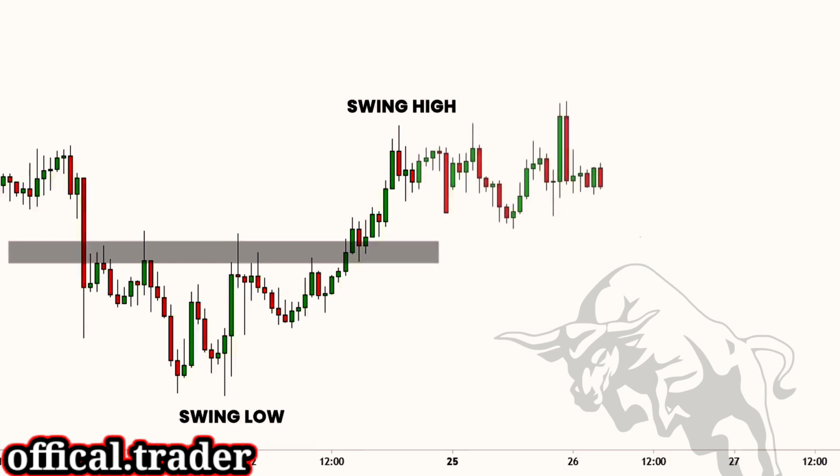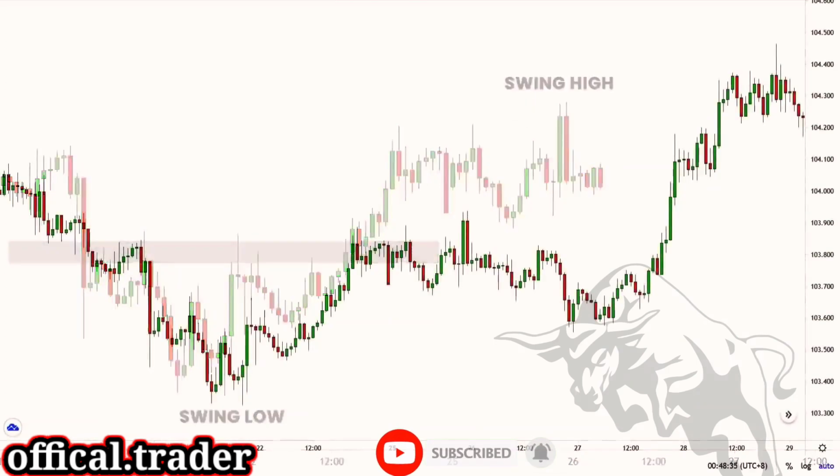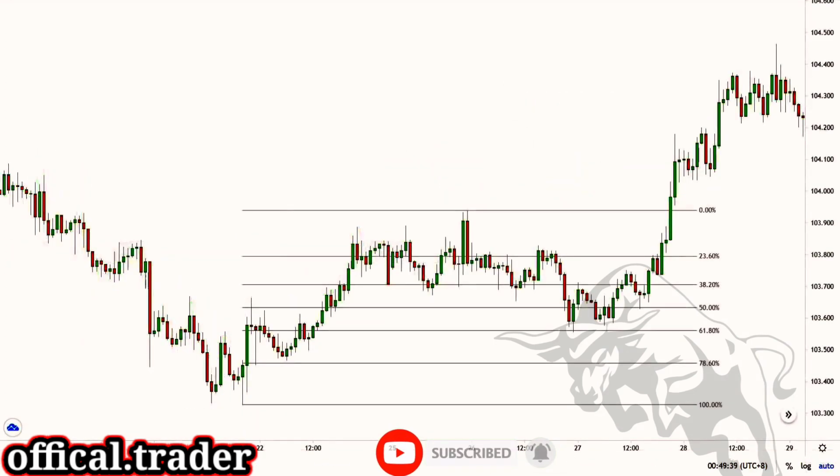But as time went on and price kept moving, when the new high was created here, we would have adjusted our Fibonacci Retracement tool. So our swing low would have remained the same, but the swing high would have been changed to this new high here. Alright, let's return and draw in our Fibonacci levels.